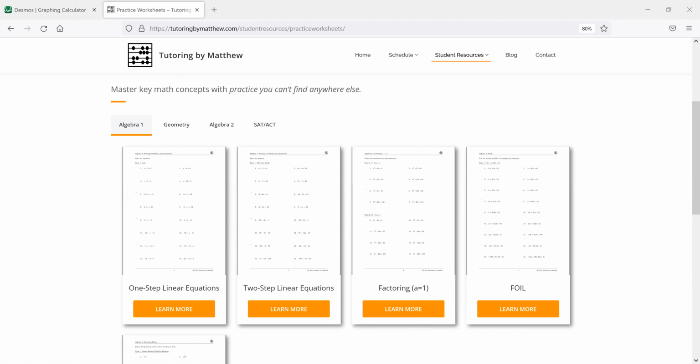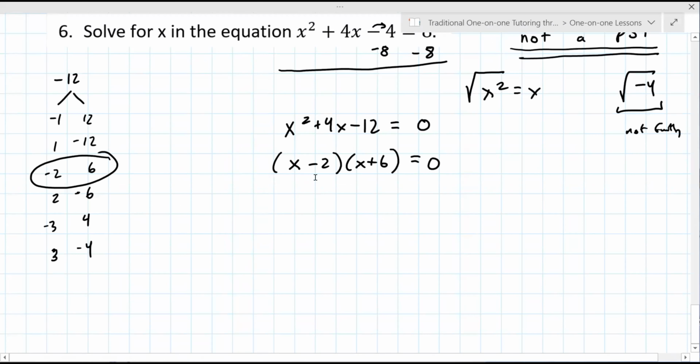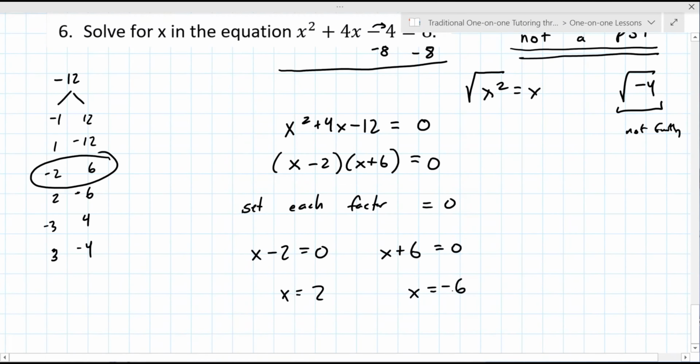So once you've got each of these factors, you set each factor equal to 0. So you get x minus 2 equals 0, x plus 6 equals 0, x equals 2, x equals negative 6. And there you go. You're done.